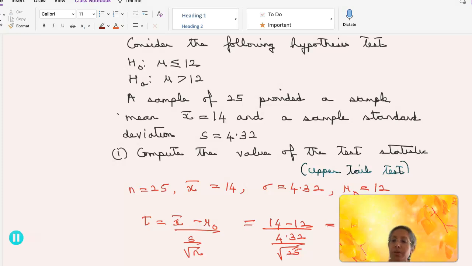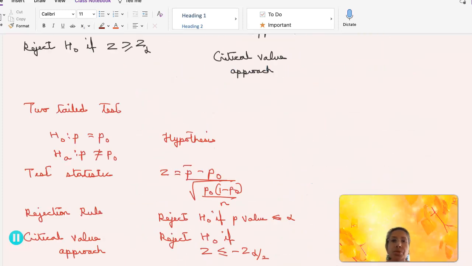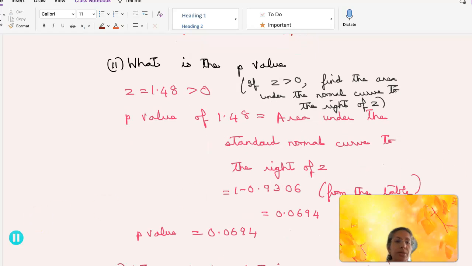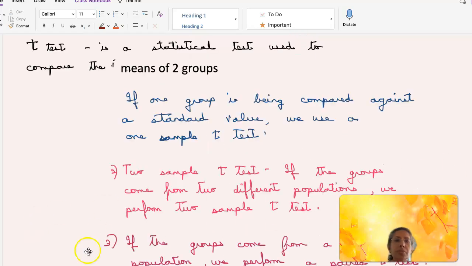Hi, so we will be learning about the t-test today. This is used in class 12 applied mathematics and also in statistics courses.